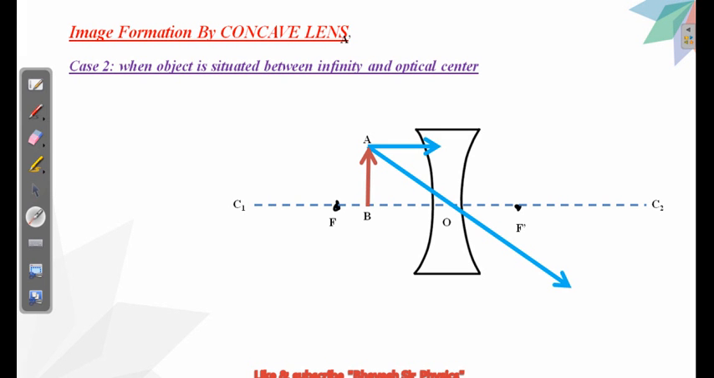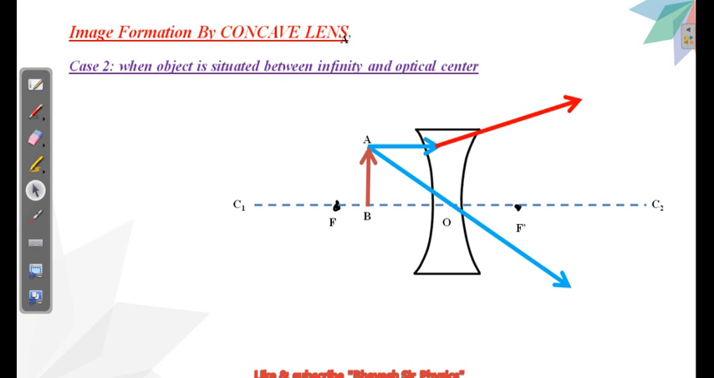So again this is a ray, this ray will go through the optical center undeviated, because we have a rule that if a ray is incident on the optical center it will go past undeviated. ठीक है, एक और ray ली हमने. This ray is parallel to the principal axis. Okay, so let's see what happened.